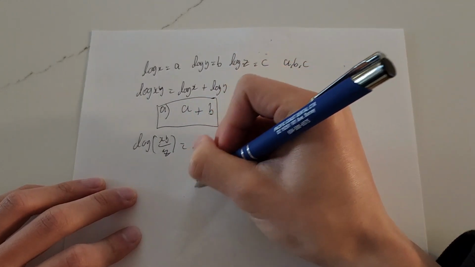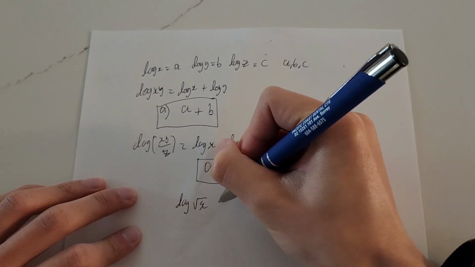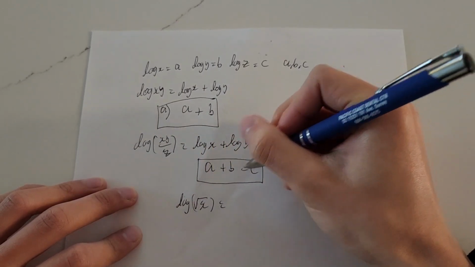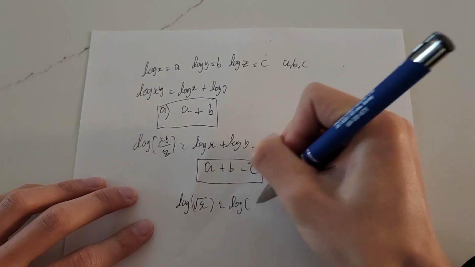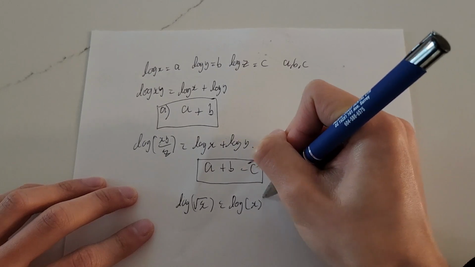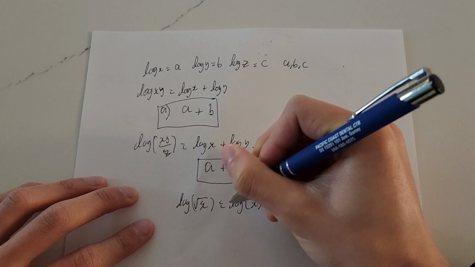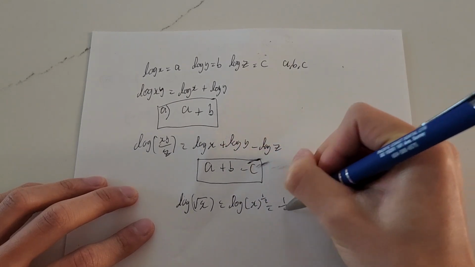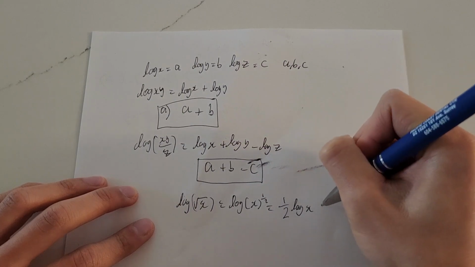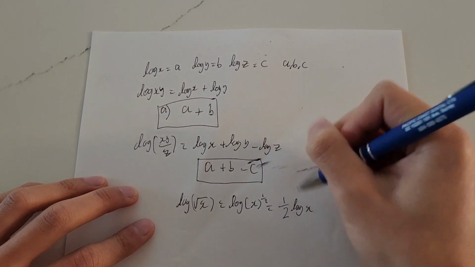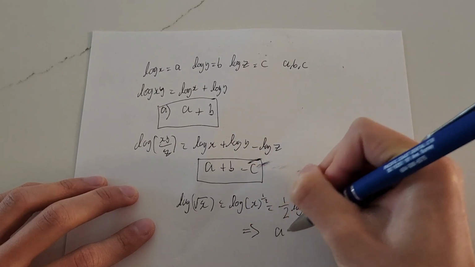Now we have log root x, and we're tasked to find that. So, what is log root x? That's also equal to log x to the power of 1/2, right? And what logarithm rule can we use? We can use the exponent rule. So now it's going to be 1/2 log x. Log x is equal to a. Thus, that will imply that this is equal to a over 2.